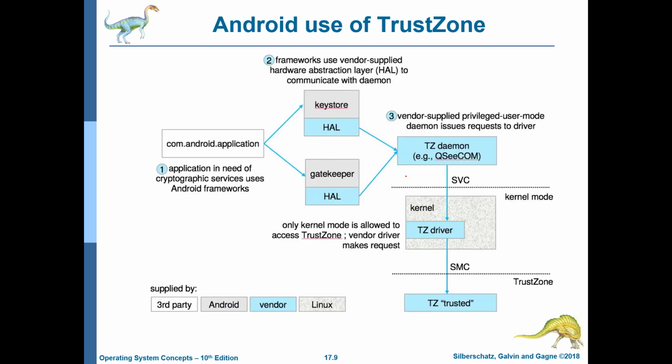So Android does use ARM's TrustZone. ARM TrustZone is a mode of execution and also some additional hardware where applications can run securely, in the sense that what they are doing will not be visible to other processes, including the kernel. So any application that is in need of cryptographic services will use the Android Keymaster application.